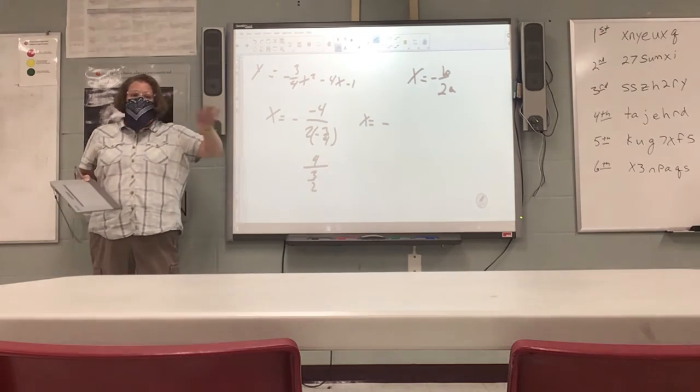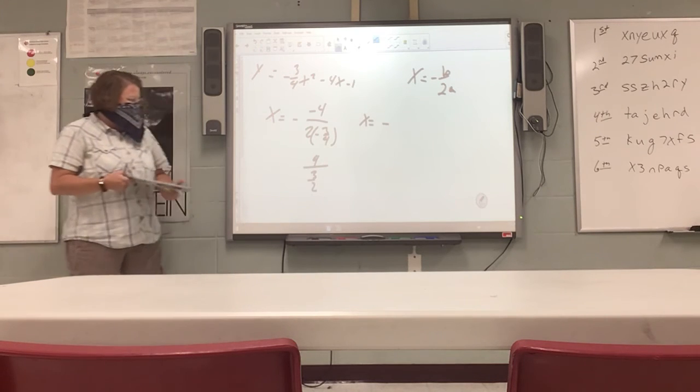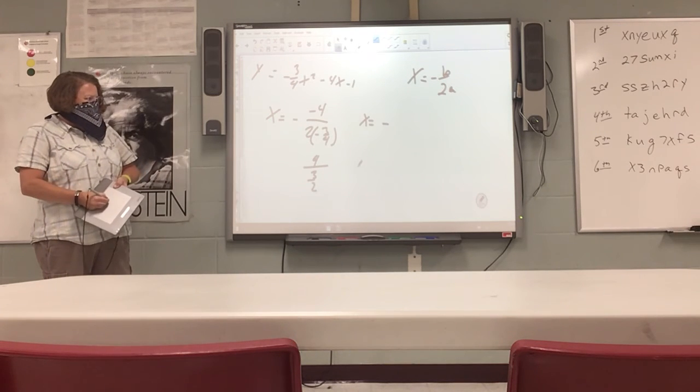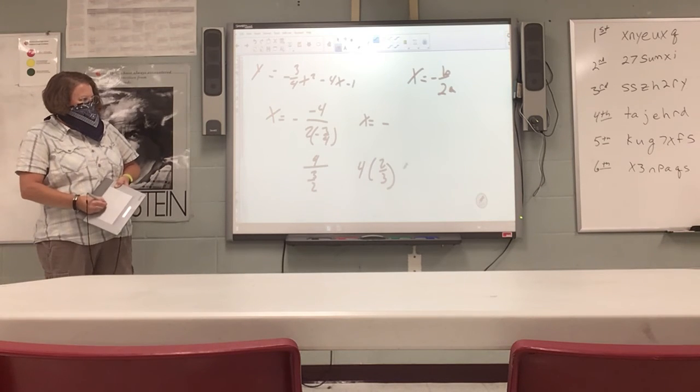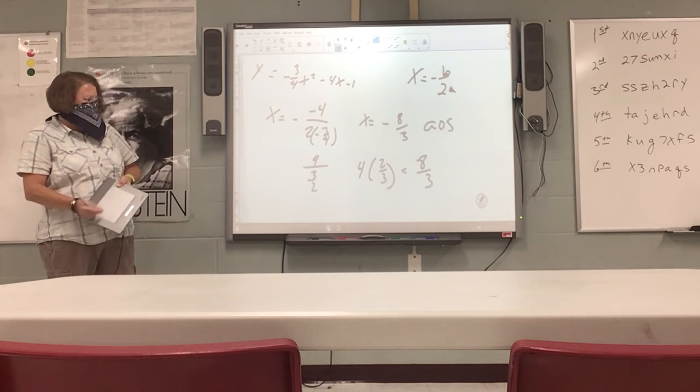So even though I don't like it, your calculator will do those for you. What I'm going to do here, dividing by 3/2 is the same as multiplying by 2/3. That gets me 8/3. So my axis of symmetry is -8/3.